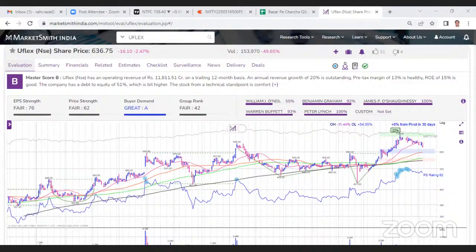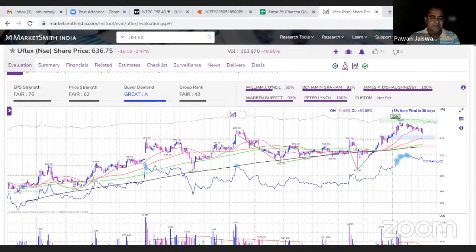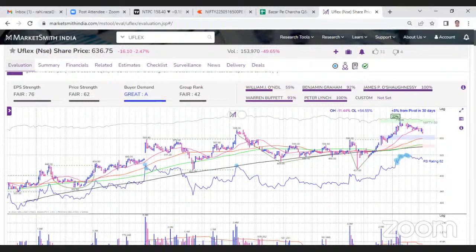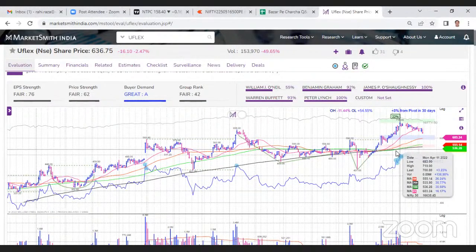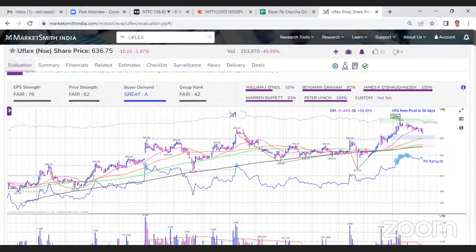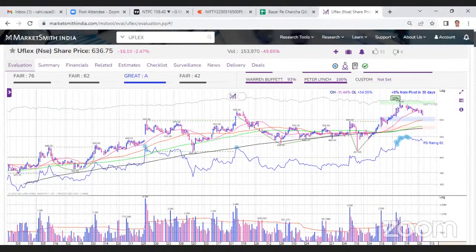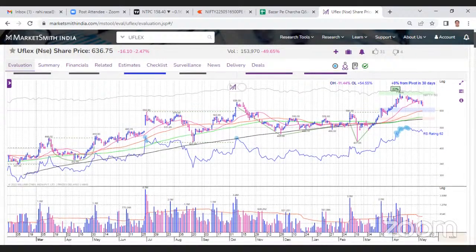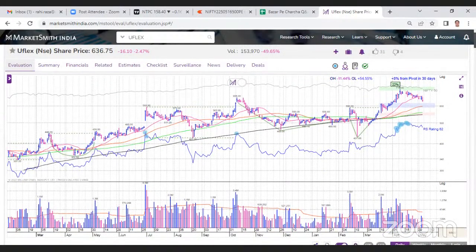I think someone has asked about Uflex. If you look at the chart of Uflex, after the breakout the stock accelerated upside, and it also hit a high of 719 on 11th April. But after that it is acting in a volatile manner, and the stock has witnessed profit booking. So I think this is not the right time to buy, because the stock may go further down from here, as overall market sentiment is also negative and the stock is also trying to accelerate toward the downside. So there is no point in buying stocks which are trying to go into a downside zone.